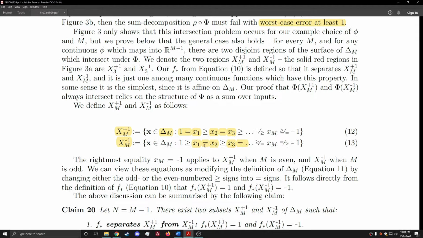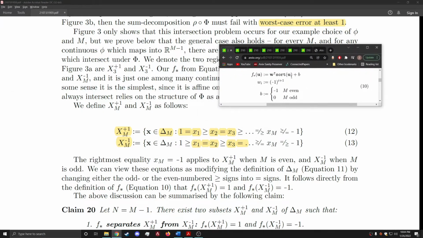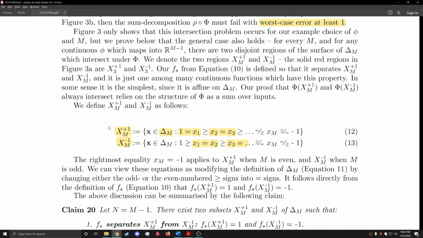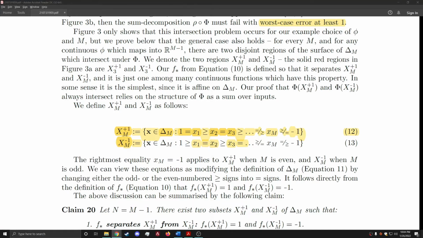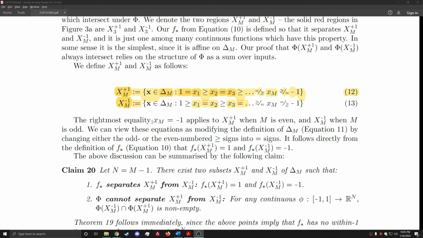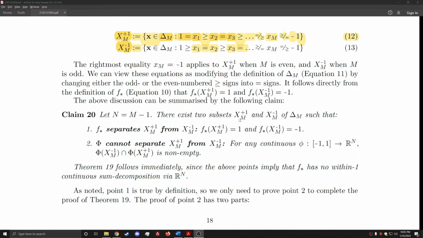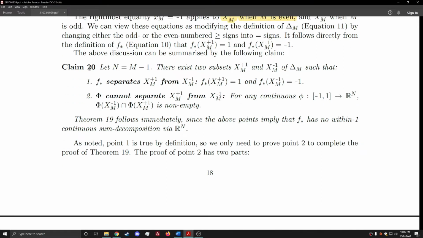This is going to be really strange, but the function that we just showed, this equation 10 that we have right here, is going to be able to separate these two sets. However, the latent space is going to fail because we're going to have intersections, just like we showed up top. So it shows that based on the index and based on the -1 not being equal, you can know whether m is even or not. And okay, here we go, claim 20.